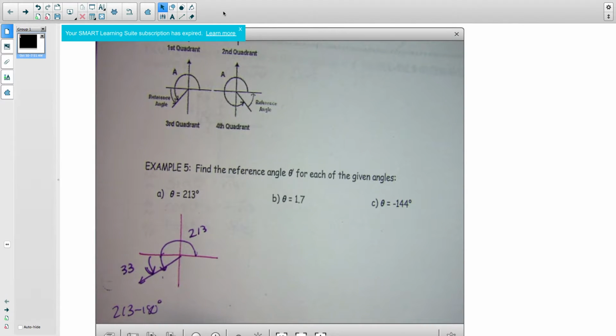Why would it be the back reference instead of going more forward? Why would it be 33 instead of 53? Because the reference angle is what it makes with the x-axis. Gotcha. It's the angle between the terminal side and the x-axis.